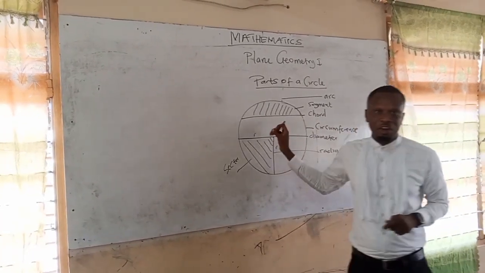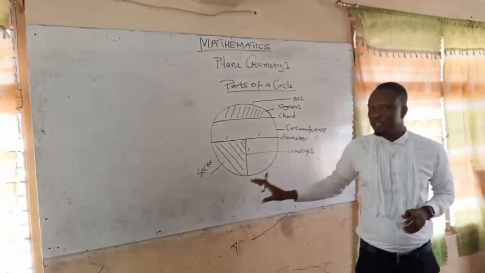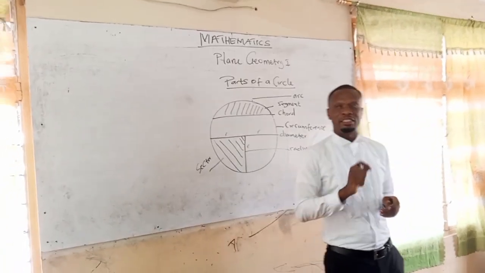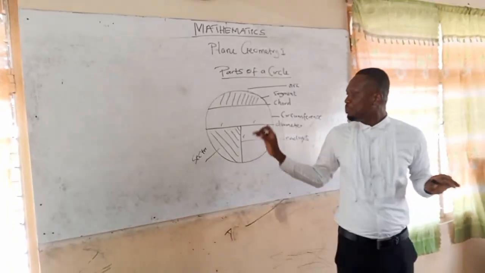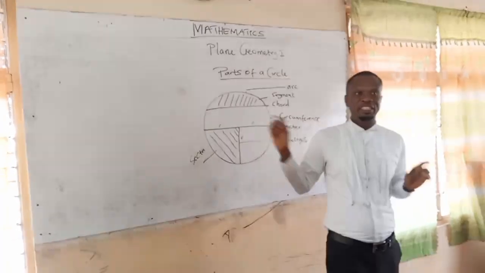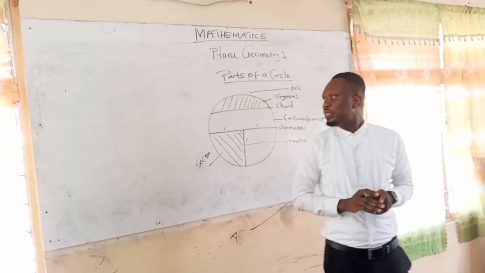I hope you have enjoyed the lesson. And for your assignment, draw a circle of radius 3 centimeters and label its parts. And then again, differentiate between a sector and a segment.